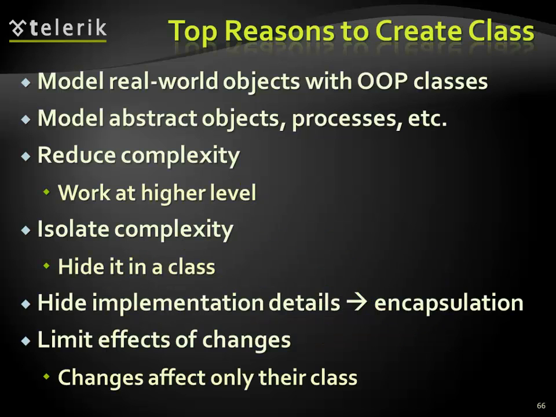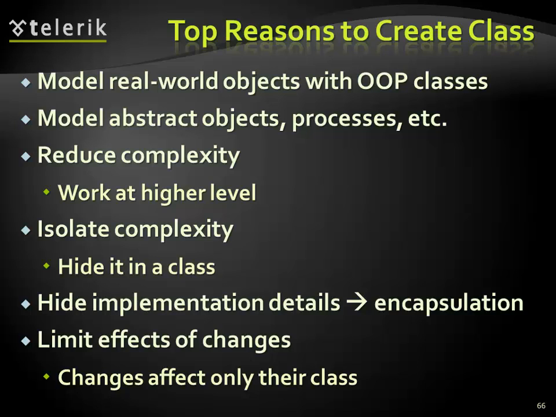Well, a class represents a good model of a real-world object, and it allows us to model real-world objects in a way that suits our purpose best. Putting information in a class reduces the complexity, because we can work at a higher level than just having a standard piece of code within the program and not structured under a class. It also allows us to isolate complexity and hide it within the class.